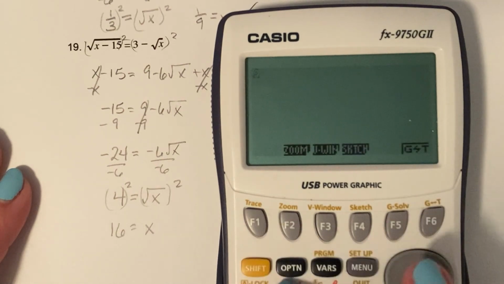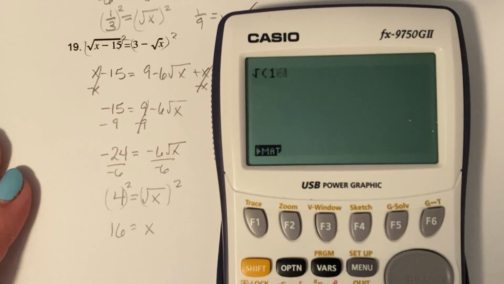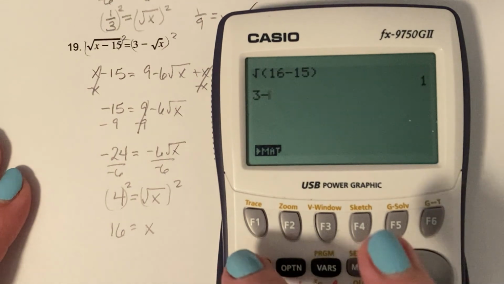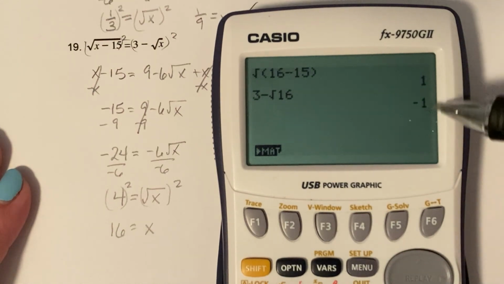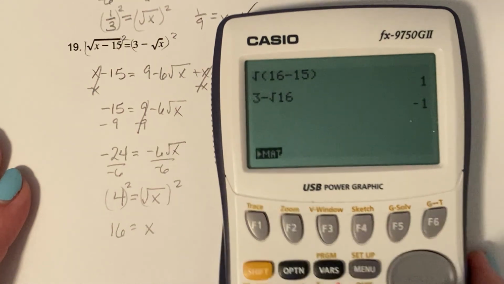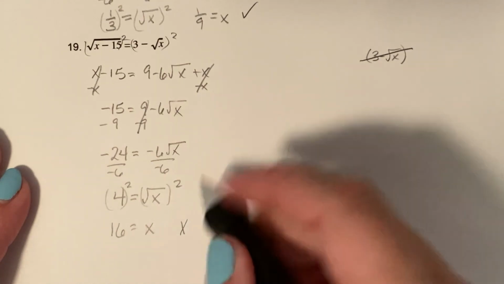Okay, again, we're going to check. So we have square root of 16 minus 15. And then 3 minus square root 16. Those do not match. Okay, so no solution.